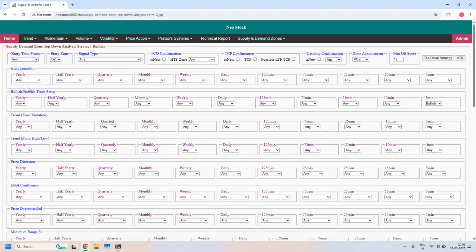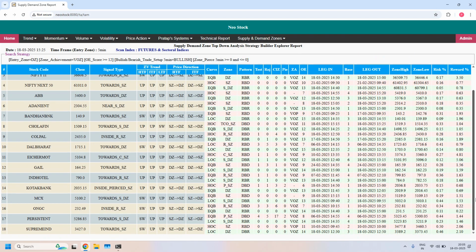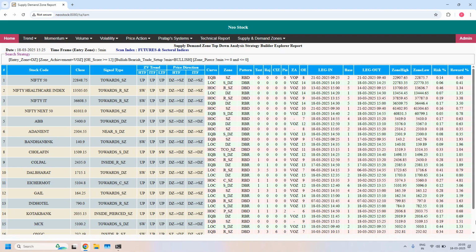With all the 3 filters applied to the 5 minutes demand zone, we got 18 stocks. All these 18 stocks are supporting bullish trade setup for hourly income trade, and entry time frame zones are 5 minutes demand zones. So this is Nifty 50. 5 minutes demand zone, high liquidity demand zone. And this demand zone supports bullish trade setup for hourly income trade.